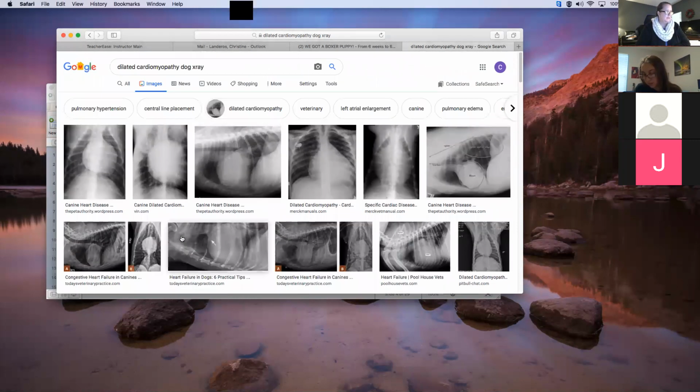But if you look at some of these up here, on a VD X-ray, and look at this one. We call it a basketball heart. It's round. The heart should never be round like a basketball.